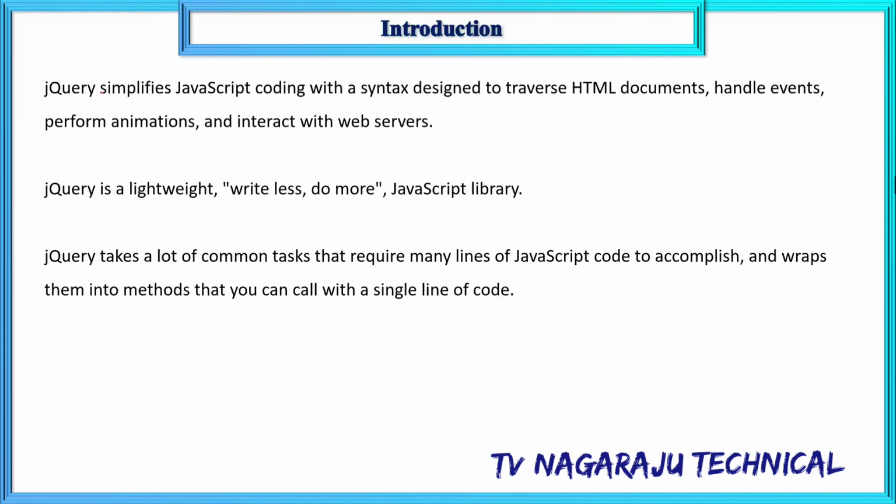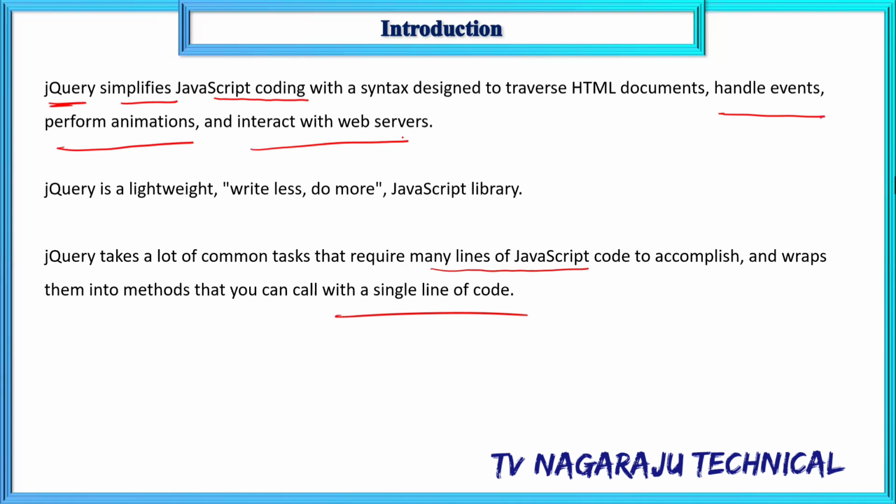First of all, what does jQuery do? jQuery just simplifies JavaScript coding. It means if you are writing many lines of JavaScript code, jQuery simplifies the code into a single line. And by using jQuery, you can handle different events, perform animations, and interact with web servers.